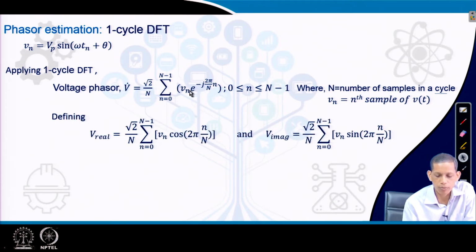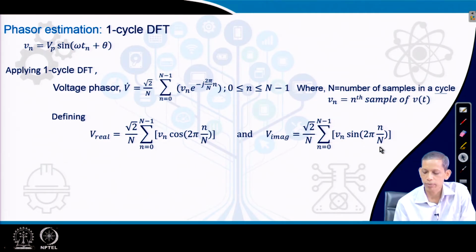Now, for this complex number, we can make the computational process easier in the algorithm, since the processing element may not be able to execute complex numbers. So, if we segregate the real and imaginary parts, the real part of this phasor becomes root 2 by N times the summation from n equals 0 to N minus 1 of V n cos 2 pi n divided by N, and similarly the imaginary part becomes, with a negative sign, root 2 by N times the summation from n equals 0 to N minus 1 of V n sin 2 pi n divided by N. So, we divide the complex number into real and imaginary parts.